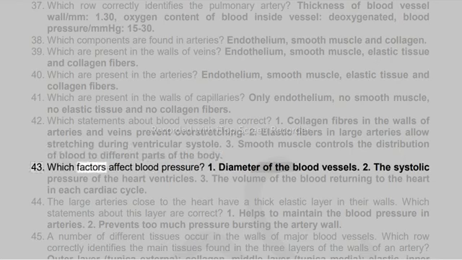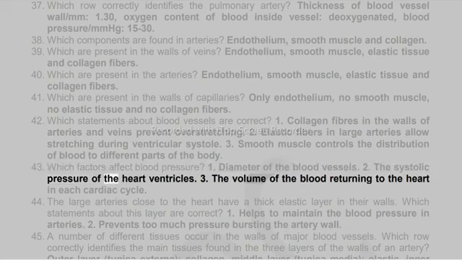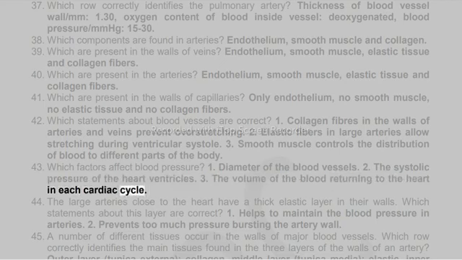32. Which factors affect blood pressure? 1. Diameter of the blood vessels. 2. The systolic pressure of the heart ventricles. 3. The volume of the blood returning to the heart in each cardiac cycle.